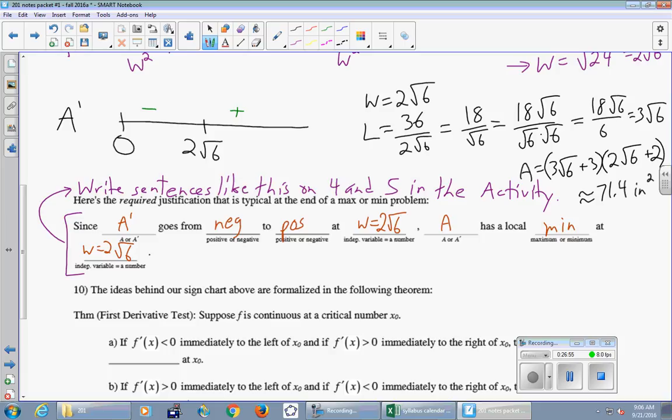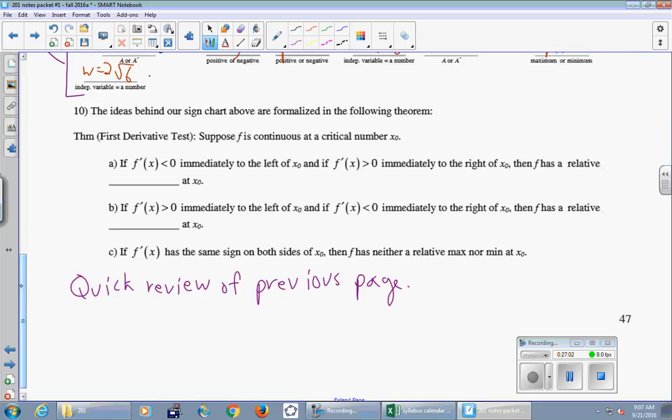That's the reason these problems are in chapter 4. Okay, last thing here, and then we'll do the activities. The ideas behind our sign chart above are formalized in the following theorem, which is called the first derivative test. Soon enough, we will have the second derivative test. Suppose f is continuous at a critical number x0. What was x0 in this problem? Was it the value of w? 2 root 6, yeah. So that's our critical number.